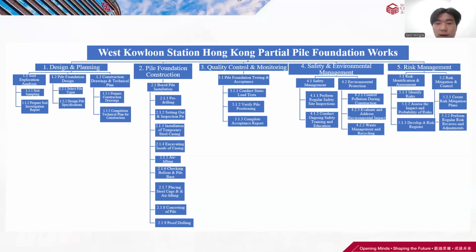The project is divided into five main phases: design and planning, pier foundation construction, quality control and monitoring, safety, environmental and management, and risk management. Each phase is broken down into detailed tasks to ensure thorough execution and accountability.